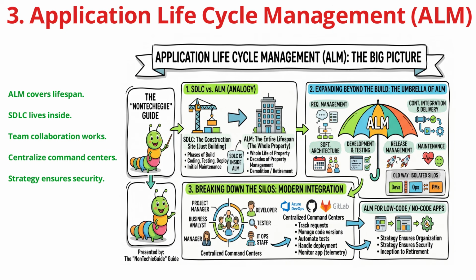In the past, teams worked in isolated silos, causing friction. Modern ALM uses centralized command centers like GitHub or Azure DevOps to integrate managers, analysts, developers, testers, and operations staff. By tracking requests, automating tests, and monitoring the application in the wild, ALM ensures organizational strategy, security, and health from inception to retirement, even for low-code applications.